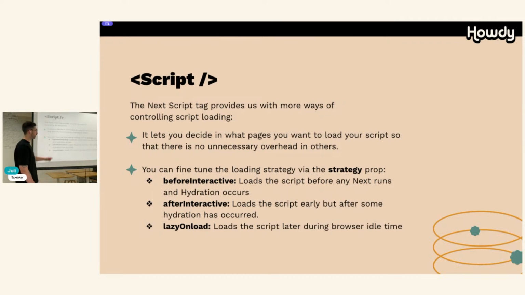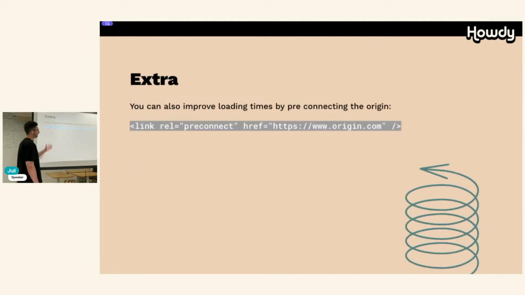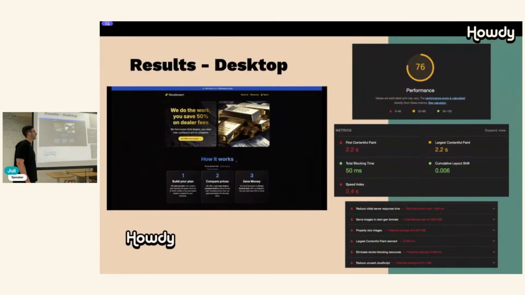I found it useful to use after interactive for stuff like Tag Manager and Google Analytics, right? So we're going to see the performance implication of this. Before that, you can pre-connect to the origin so that the browser knows that you're going to ask for something from that origin. This makes it a little bit faster. This is not Next.js related. You can do this in HTML, but it's good to know.